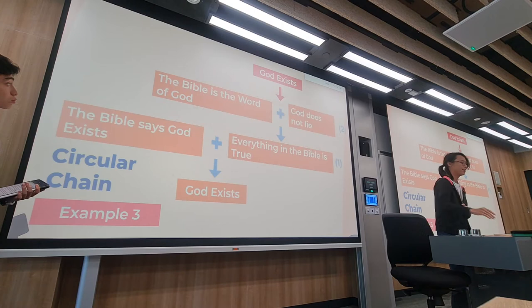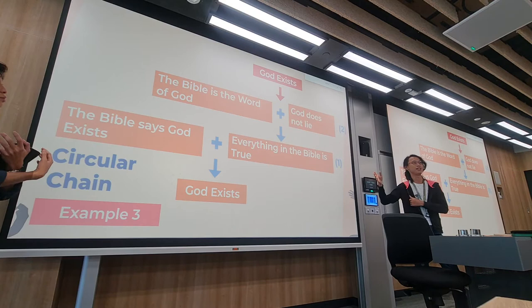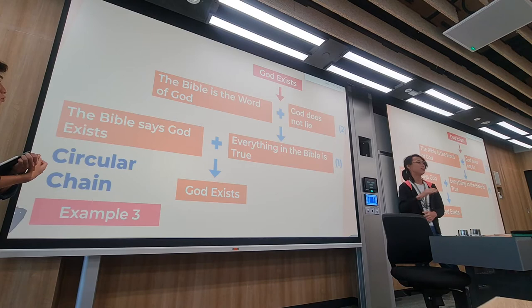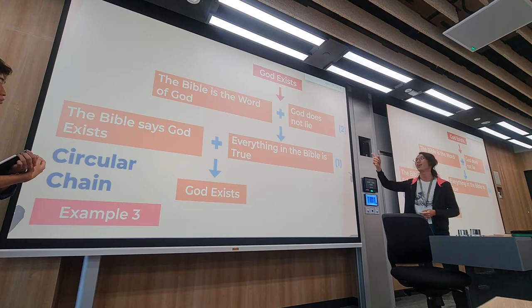So in short, this argument tries to claim that God exists, firstly because the Bible says that he exists and that everything in the Bible is true. It then goes on to support this premise that everything in the Bible is true by saying that the Bible is the word of God and that God does not lie.